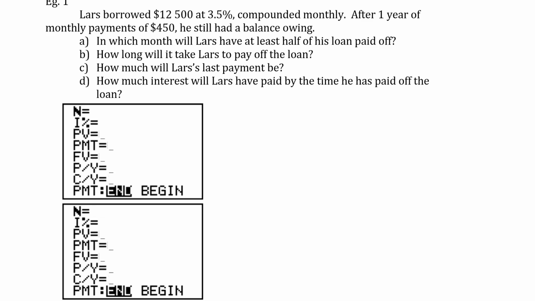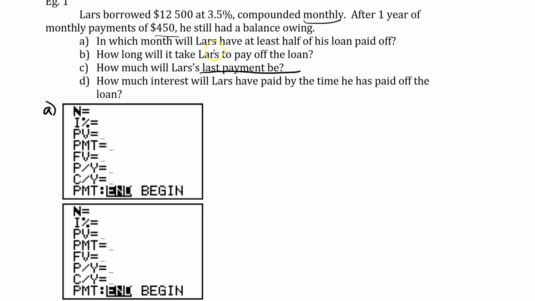Lars has borrowed $12,500 at 3.5% compounded monthly. After 1 year of monthly payments of $450, he still has a balance owing. So A, in which month will Lars have at least half of his loan paid off? How long will it take for Lars to pay off his loan in full? How much will Lars' last payment be? Okay, so finally we're going to deal with that decimal place for the n. And how much interest will Lars have paid by the time he has paid off the entire loan? So let's launch into the first one.